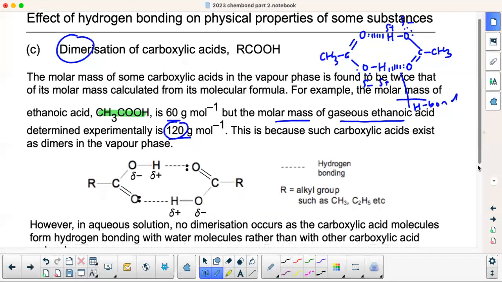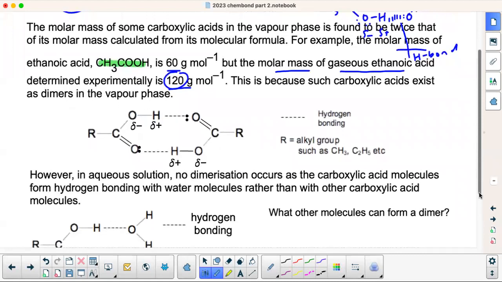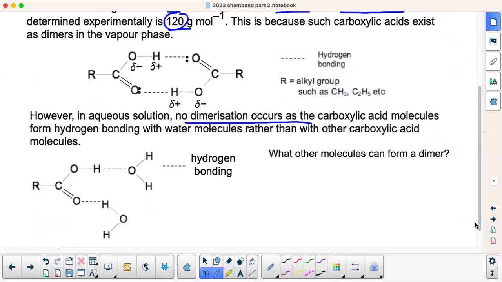Okay, the next part. However, in aqueous solution, they say, if you put this in water, no dimerization can occur. Why can you not dimerize when you put in water? Because once you put in water, there is interference from the water. Some of the water molecules will want to form a hydrogen bond with this O, and some of the water molecules will want to form a hydrogen bond with this H. Can you see that? So when water interferes, it doesn't allow this molecule to dimerize anymore. Got it? So no dimerization can occur in the presence of water.